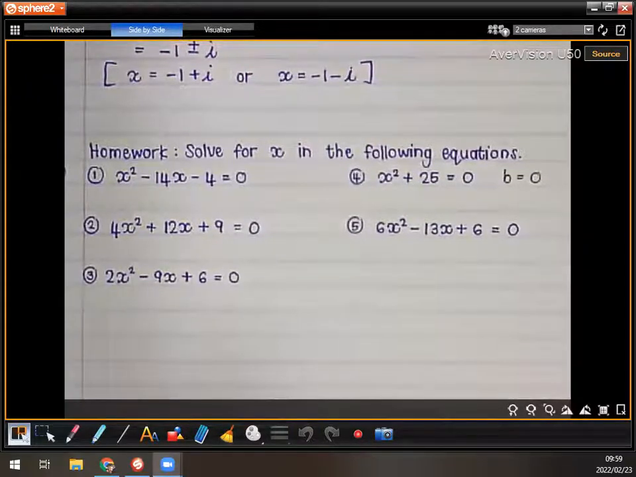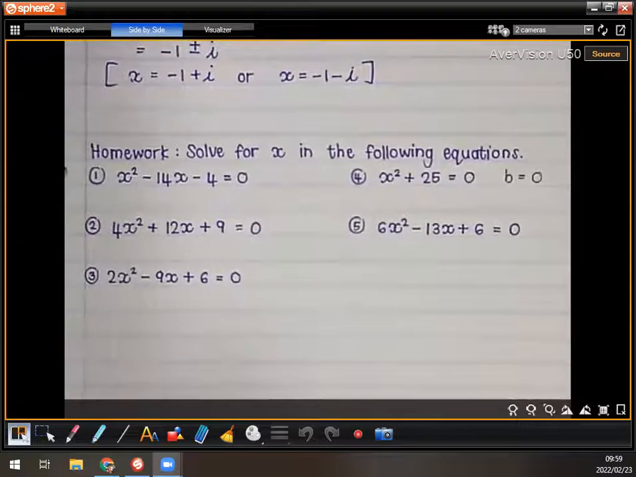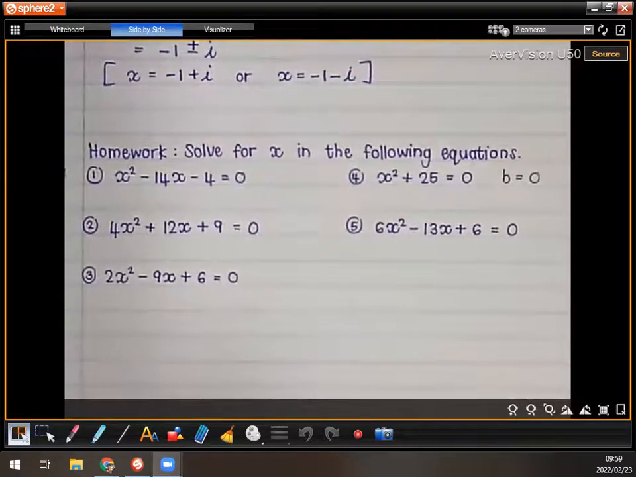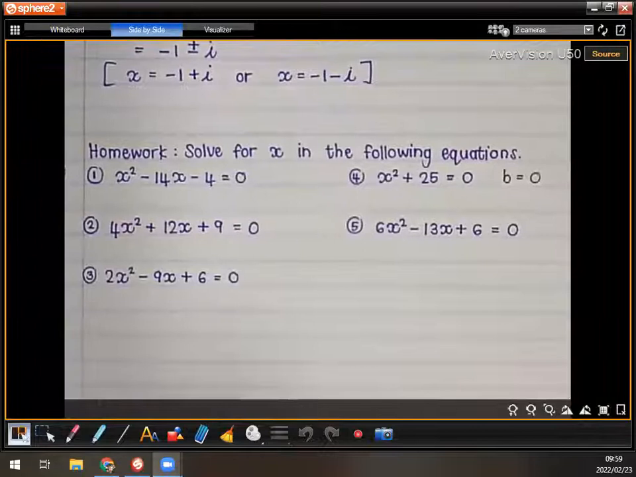So your a is 1. a is the coefficient of x squared. So the number that's in front of x squared is 1. So a is 1, b is 0, and c is 1. The number in front of b is 1.